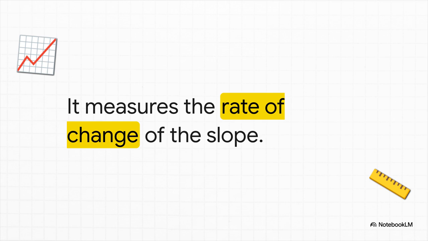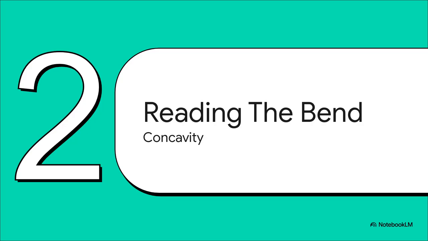Okay, so what does this actually tell us? Well, it measures how the slope itself is changing. Is that slope getting steeper? Is it leveling out? Is it maybe flipping from negative to positive? The second derivative, well, that's where all the answers are. And here's where it gets really cool. We can use this whole idea to literally read the bend in the curve, that property we call concavity. And the secret? It's all in the sign. Yep, just whether that second derivative is positive or negative.